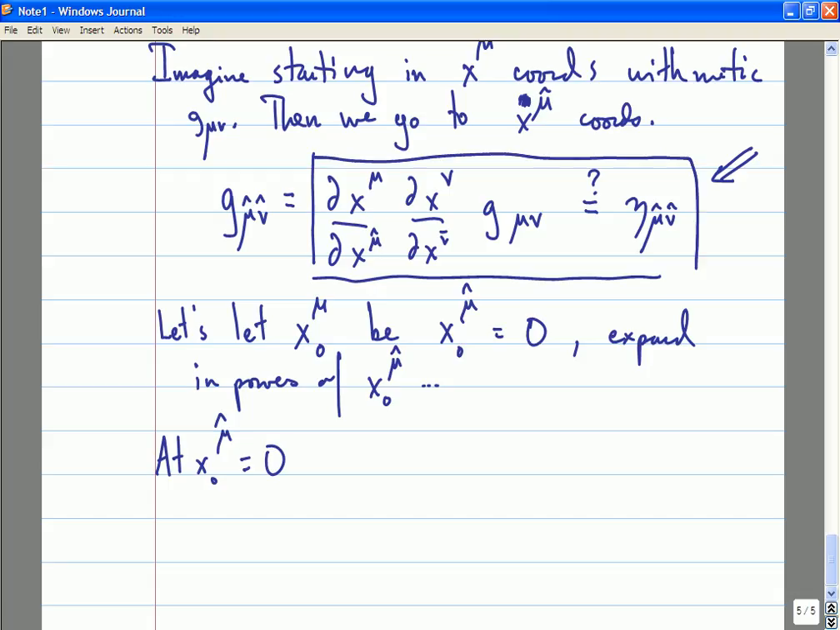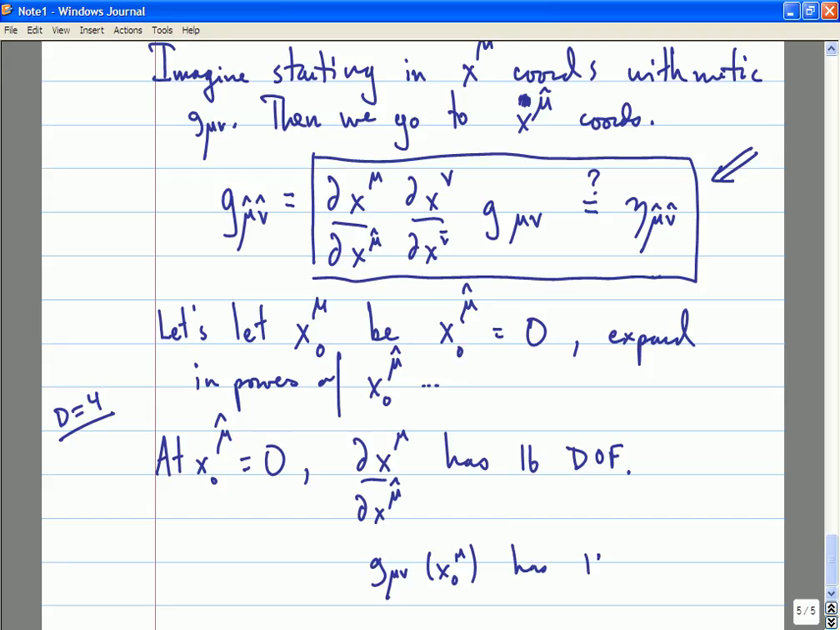So then we should view this as an equation for the Jacobian matrix, dx mu by dx mu hat. And how many degrees of freedom are there in the Jacobian matrix? Well, I'm going to work only in four dimensions here to make my life simple. The Jacobian matrix is the set of four derivatives of four functions. So dx mu by dx mu hat has 16 degrees of freedom. Whereas the metric g mu nu at the point x naught has 10 degrees of freedom. So this is a set of 10 equations for 16 unknowns.